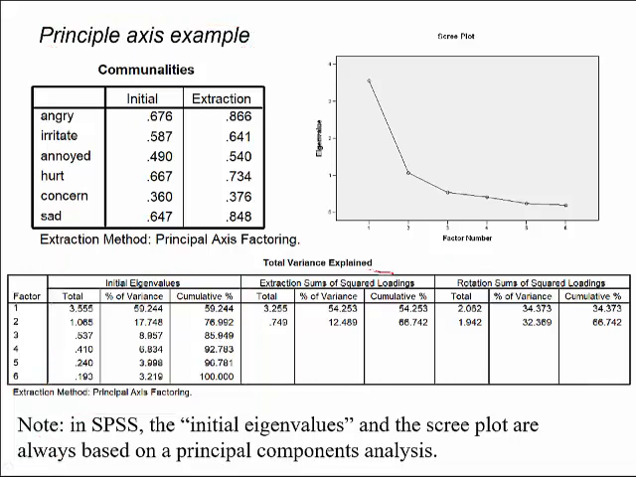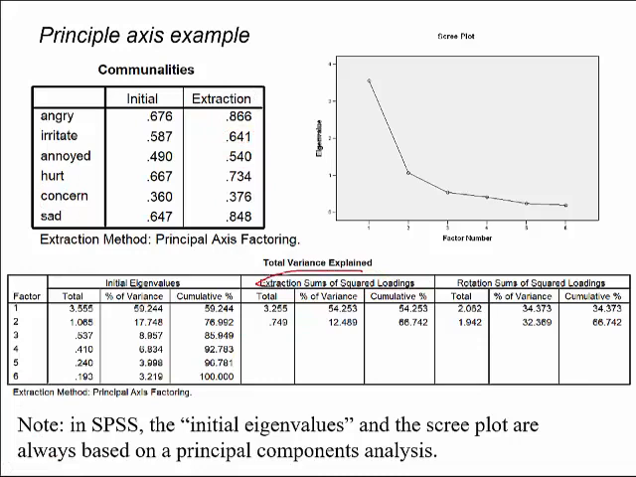So anyway, here we have the extraction sums of squares loading. I've done the same thing. I've decided to extract two factors. And when I extract two factors, here I have the extraction communalities. The communality for the angry item is 0.86 when I extract two factors. It's 0.64 for irritated, 0.5 for annoyed, 0.73 for hurt, and so forth. And actually, this concern item is a little bit on the low side. It's not sharing as much variance with the other items as the others.